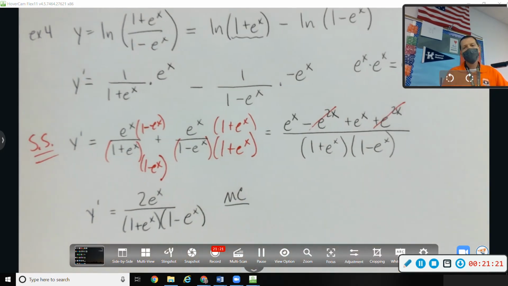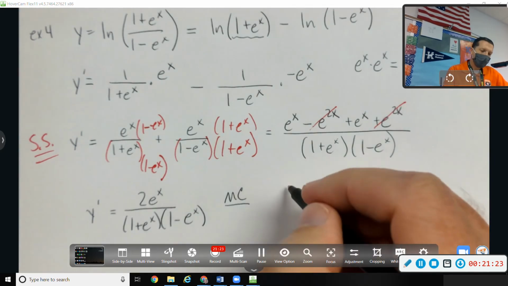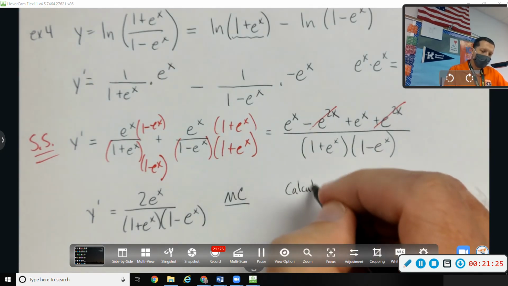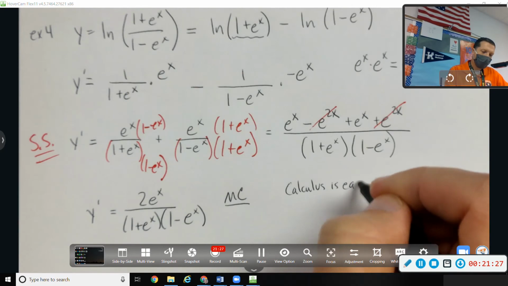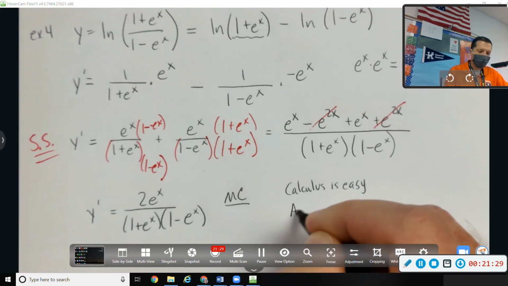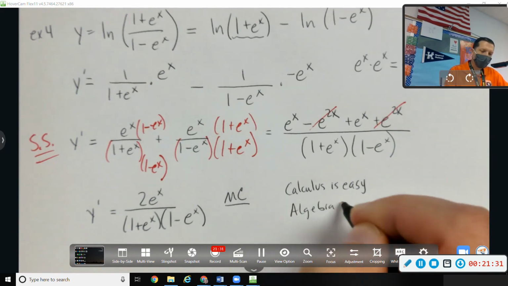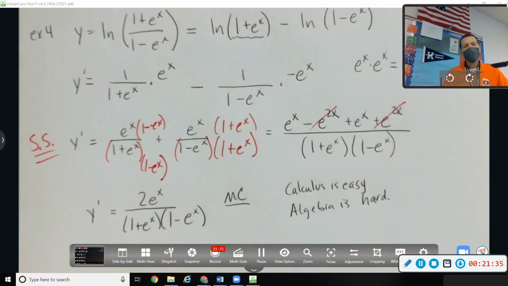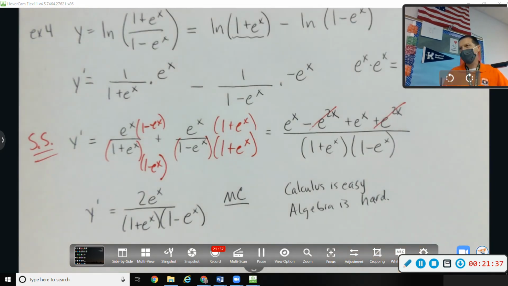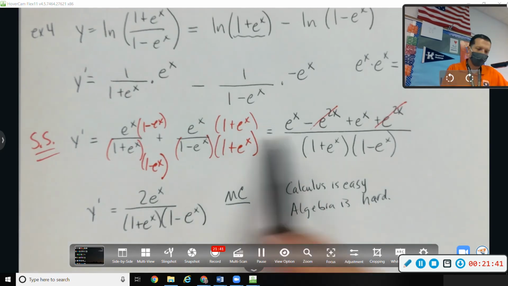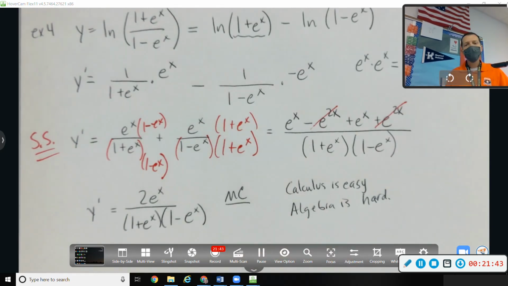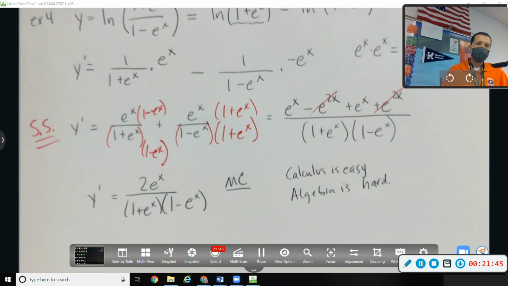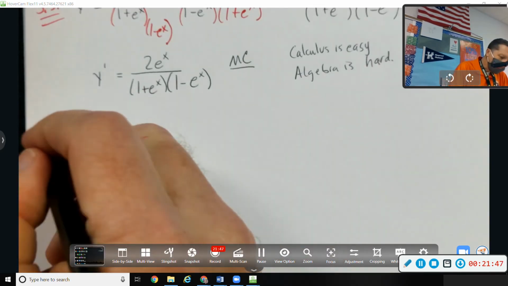All right. It's a great example of calculus is easy, algebra is hard. I don't know why I'm writing that down. You don't need to write that down, but sometimes it feels that way in here, right? Like grading your test, you get the calculus step right, and then the algebra blows up on you, and you mess up exponent rules or whatever. Last example.